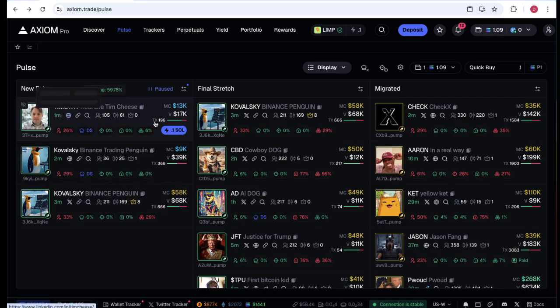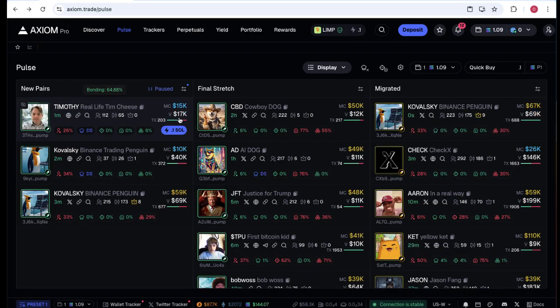This is a token called Timothy. You can see the market cap is 14K, the volume is 17K. I always like to see the volume being a little higher, so that's a good token. As you can see, it's literally running right now.